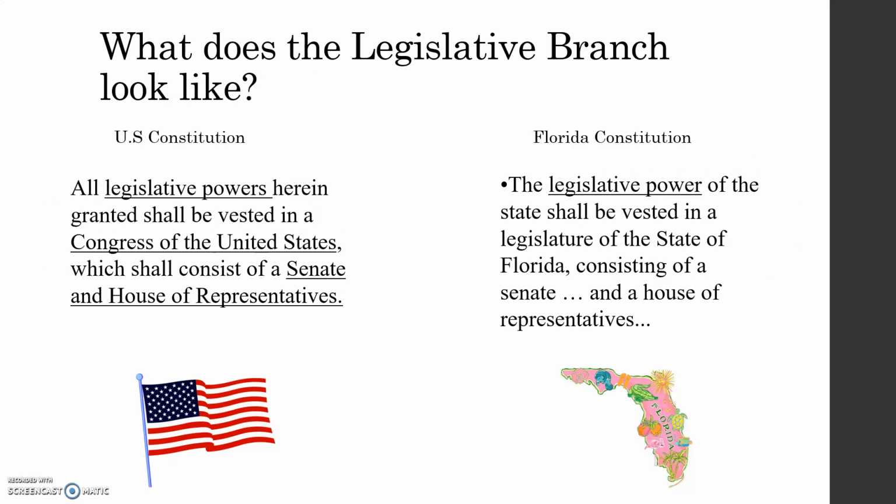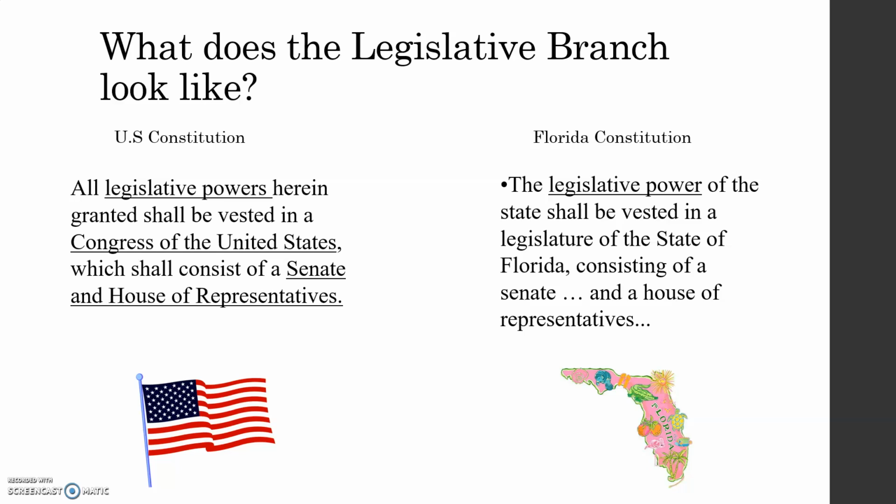But anywho, let's compare their legislative branches. So, in the U.S. Constitution, it states in Article 1, all legislative power herein granted shall be vested in the Congress of the United States, which shall consist of a Senate and House of Representatives. Very similarly, the Florida Constitution states that the legislative power of the state shall be vested in a legislature of the state of Florida, consisting of a Senate and a House of Representatives.